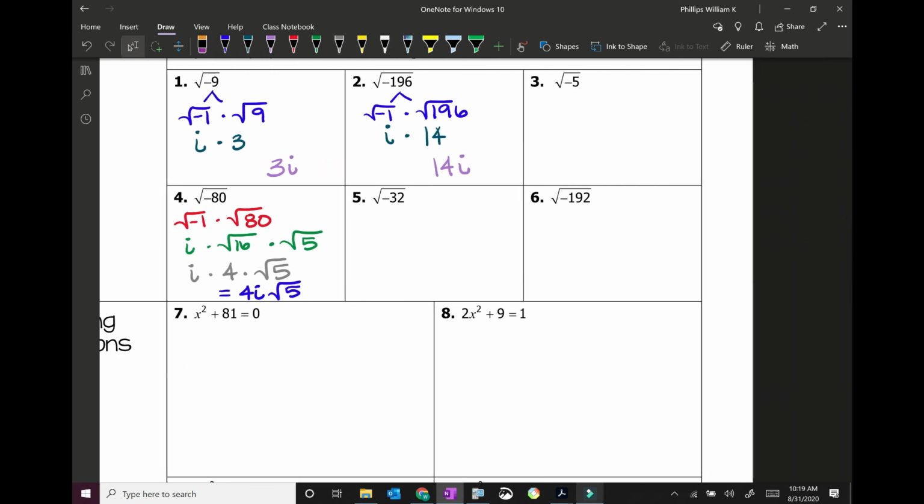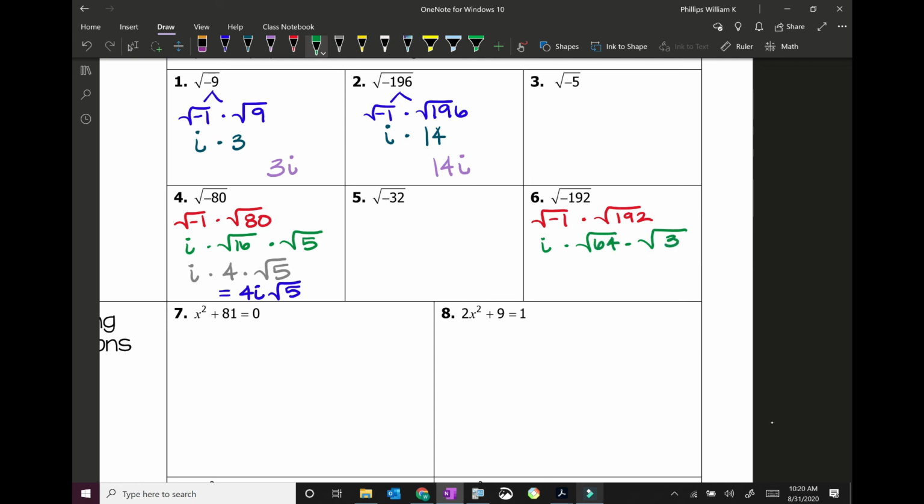So we'll go over here and do 6. The reason being is because with 32, your largest perfect square is 16 again, so I want you to see something different. Here we have the square root of negative 1 times the square root of 192. The square root of negative 1 is i. If I break 192 down, that's going to be 64 and 3.